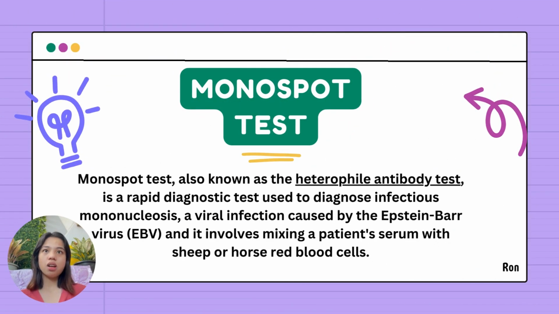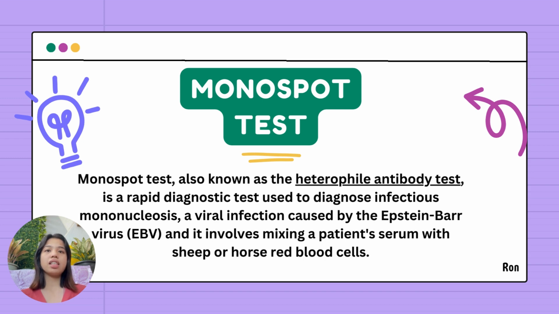The Monospot test, also known as the heterophile antibody test, is a fast diagnostic test used to diagnose infectious mononucleosis, a viral infection caused by the Epstein-Barr virus. In this test, patient serum is combined with sheep or horse red blood cells, and if an individual has infectious mononucleosis, antibodies produced in response to the Epstein-Barr virus will cause agglutination or clumping of these cells. This visible clumping is a positive result indicating the presence of antibodies associated with the infection.